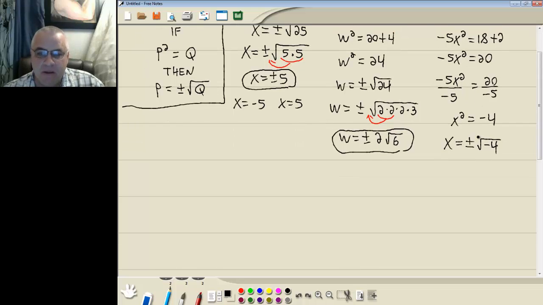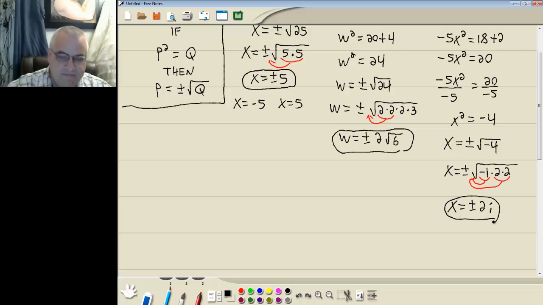Now we want to simplify our radical. Negative 4 is negative 1 times 2 times 2. If you remember from complex numbers, negative 1 inside of a square root comes out as an i. And here we got a pair of 2's. A pair of 2's is going to come out in front as a single 2. So we're going to have x is equal to plus or minus 2i. And that's our answer.